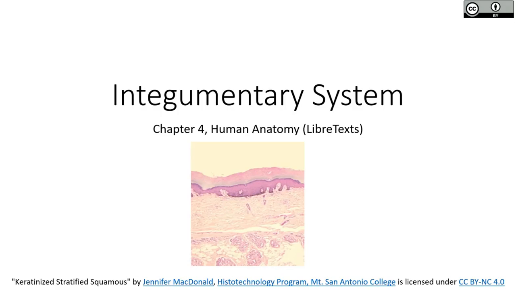Alright everybody, this week we are talking about the integumentary system and the endocrine system. So we're going to get started with chapter 4 and talk about hair, skin, and nails.